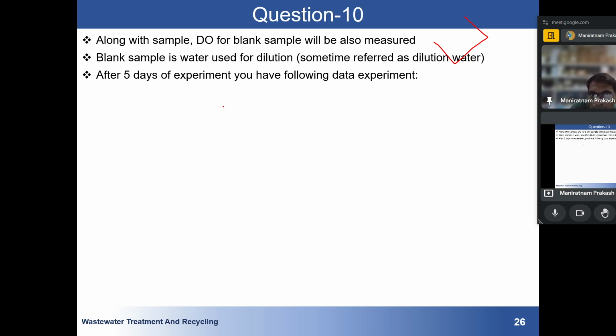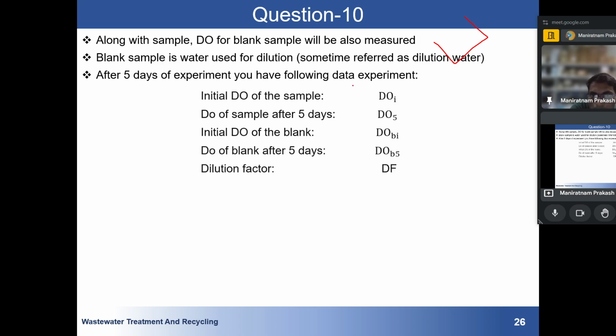After 5 days of the experiment, you have the following data. The initial DO of the sample that you measured initially. After 5-day incubation, you have DO5. Then the initial DO of the blank, and the DO of the blank after 5 days.